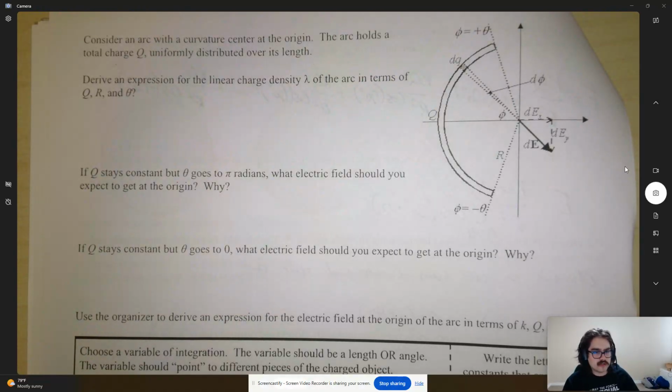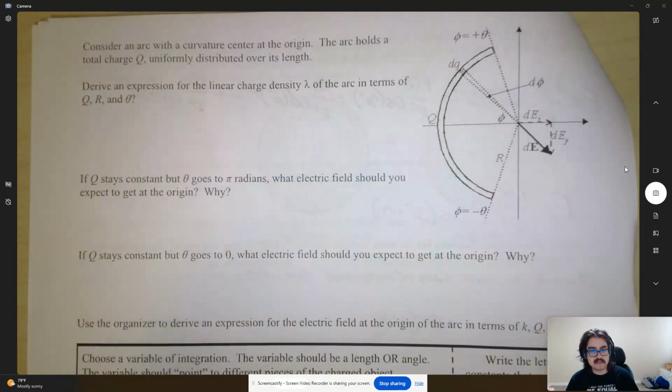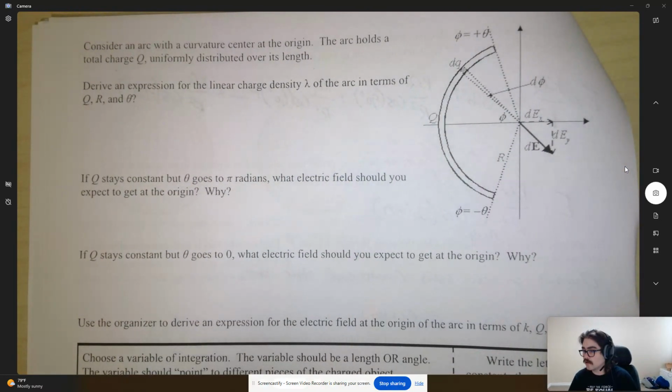Consider an arc with a curvature center at the origin. One thing that's important to note about an arc that's centered on the origin is that every single little piece of the arc is the exact same distance from the origin as each other. There's not parts of the arc that are closer to the origin than others. It's all going to be the exact same distance from the origin.